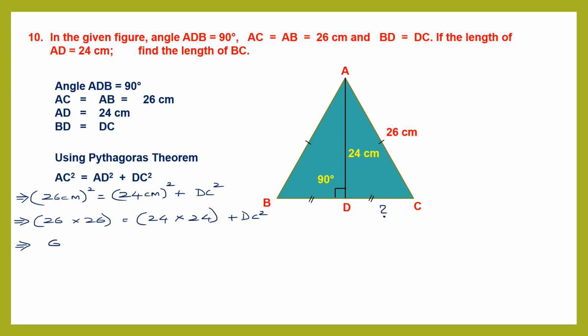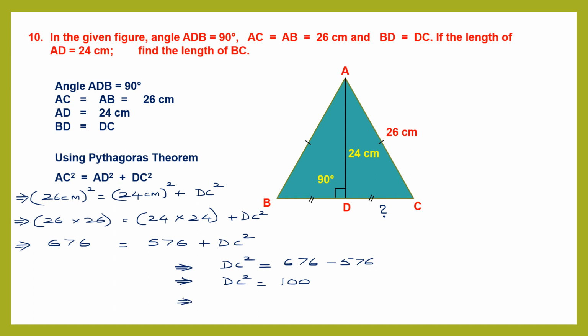That is 676, and that is equal to 24 into 24, which is equal to 576 plus DC square, because we're going to find out DC. So now we're going to find out DC square first. So DC square will be on the side, and on the other side we already have 676. We are transposing 576, so it becomes minus 576. So now DC square is equal to 676 minus 576, which is 100.